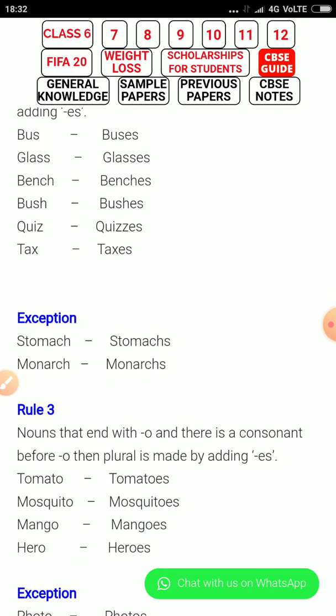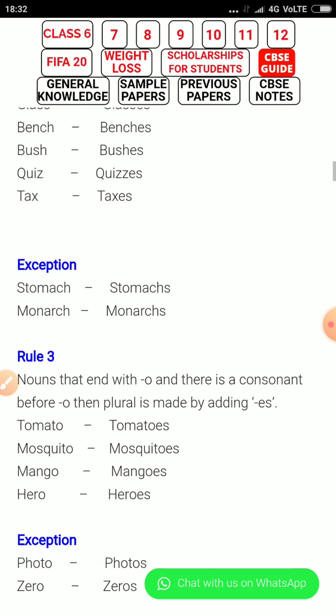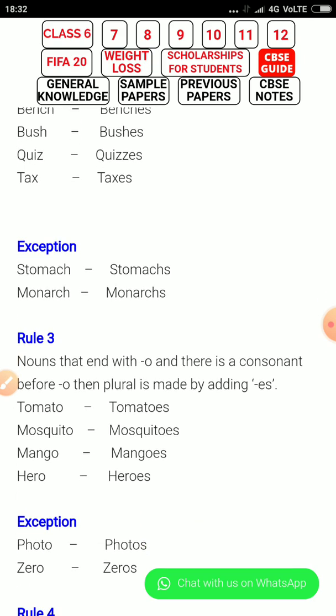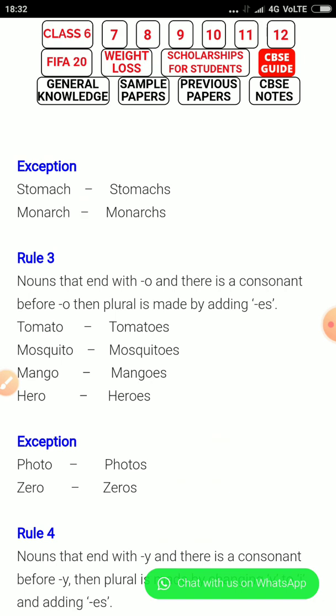Rule 3: nouns that end with o, and there is a consonant before o, then plural is made by adding es. Tomato, tomatoes. Mosquito, mosquitoes. Mango, mangoes. Hero, heroes. Exception: photo, photos. Zero, zeros.